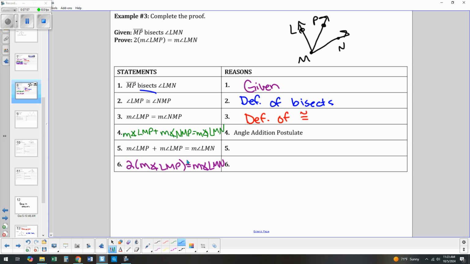Okay, so the next line looks similar to step 4. We have an LMP still in the first spot. We have the measure of angle LMN in the last spot, but the middle spot changed. Instead of the measure of angle NMP, we have the measure of angle LMP, and those were the same thing. So we have used substitution. And now my very last step, I took the 2 different measure of angle LMPs and I combined them. Anytime we combine like terms, we call that simplify.